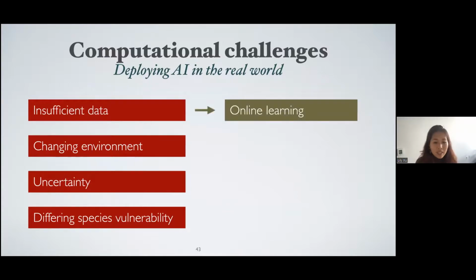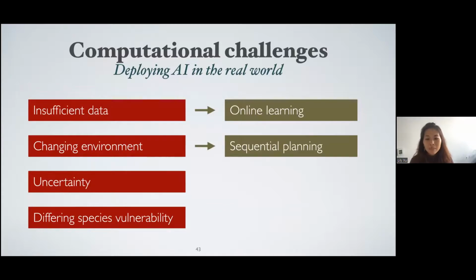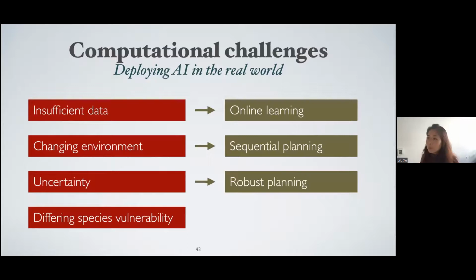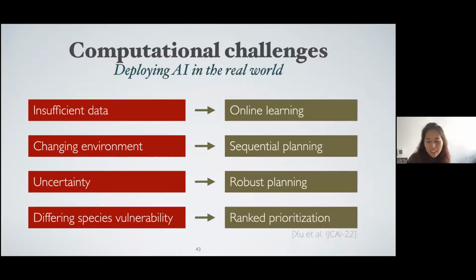So we need online learning when we don't have enough data. We need sequential planning when there is a changing and dynamic environment. We need robust planning in the face of uncertainty. And I didn't talk about this in this presentation, but we also need to consider different objectives and different prioritizations. So it's not the case that we want to prioritize all animals equally, but rather some animals are more vulnerable than others, such as elephants are more vulnerable than deer, and elephants are located in different areas of the park than where deer are.